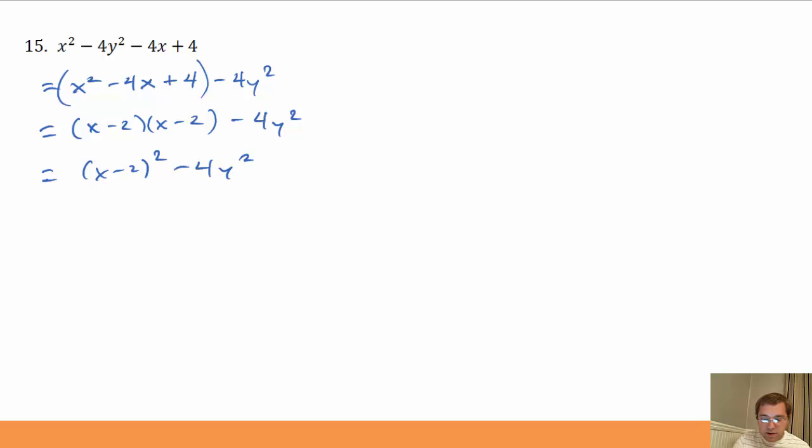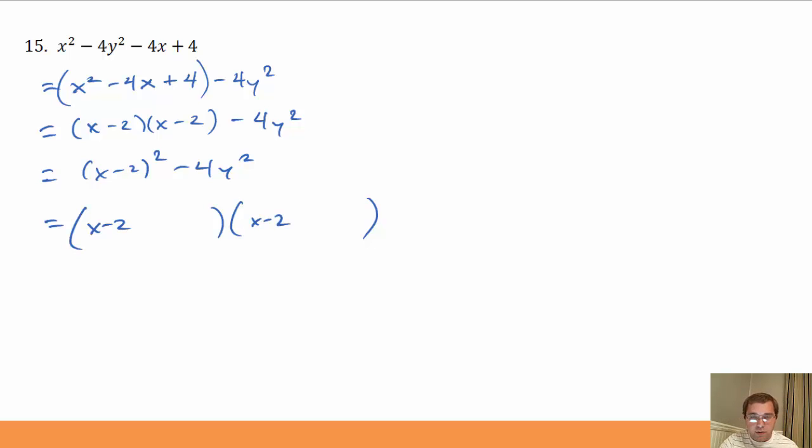Then minus 4y squared. Hey, that's a difference of squares. I've got x minus 2 squared, and I've got 4y squared, and a minus in the middle. That's a difference of squares. So here's how I factor it. What am I squaring to get x minus 2 squared? Well, I'm squaring x minus 2. I put that in the first position.